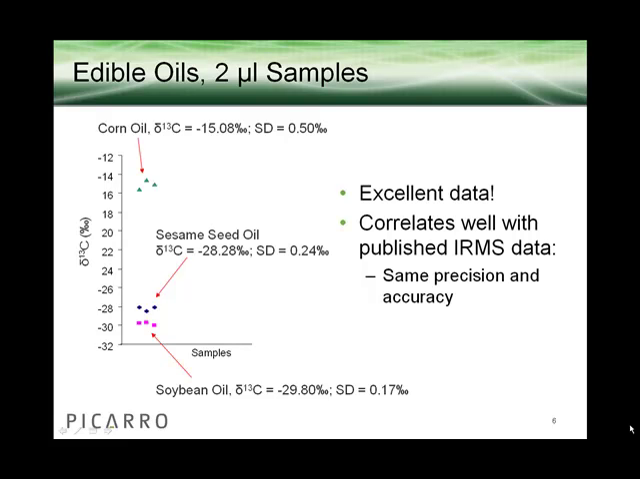Corn oil derived from a C4 plant has a value of -15.08 per mil, while sesame seed and soybean oil have values in the range -28 to -30 per mil, typical of C3 plants. Note that the soybean oil and corn oil are distinguishable from each other at this precision.